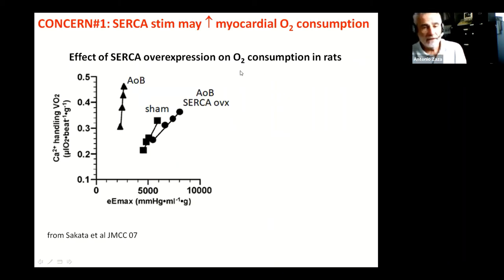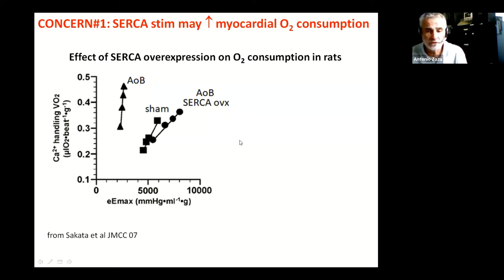I will start by discussing the first of these two concerns, and by showing you this slide from a study of Sakata et al. in 2007, in which they analyzed the effect of overexpressing SERCA on oxygen consumption, specifically by calcium handling. And this was in rats. As you see, this graph shows the oxygen consumption as a function of maximum elastance, that is the contractility of the muscle. And you see, these are the sham animals, and they also tried aortic banding, which is a condition of mechanical overload, which sharply increases the oxygen consumption required for calcium handling.